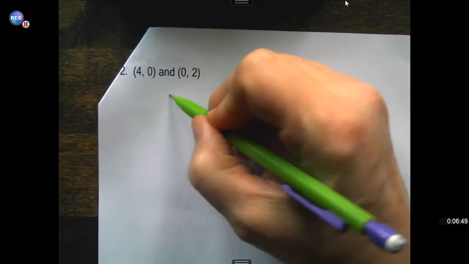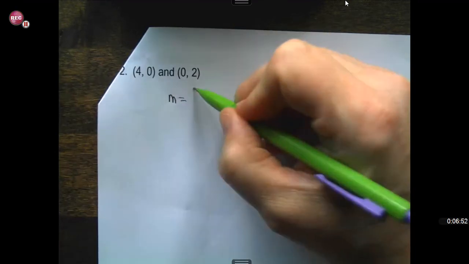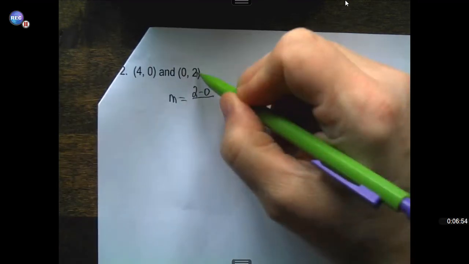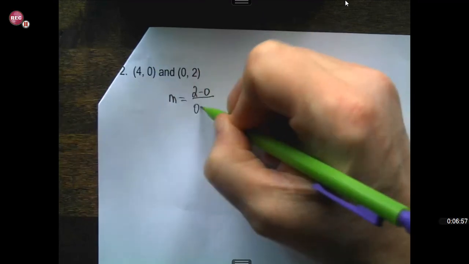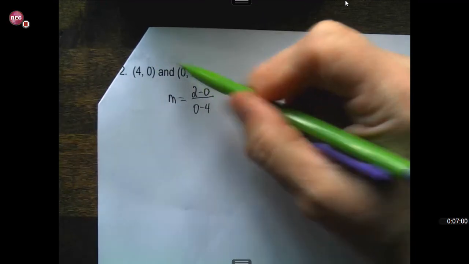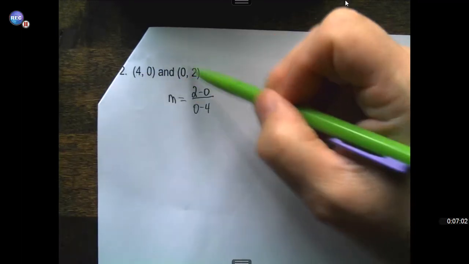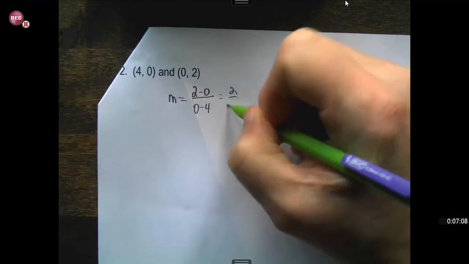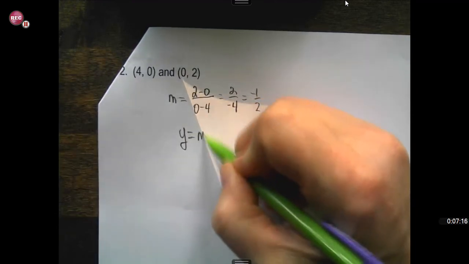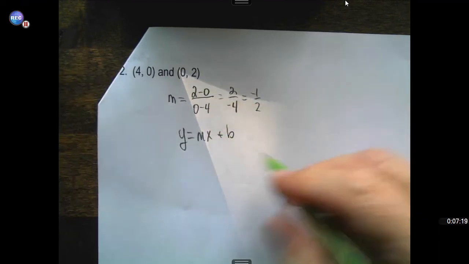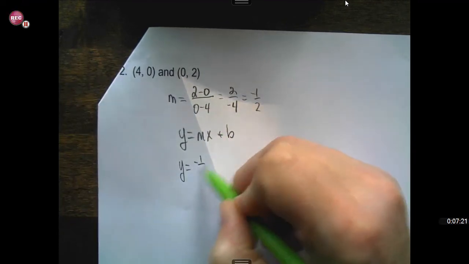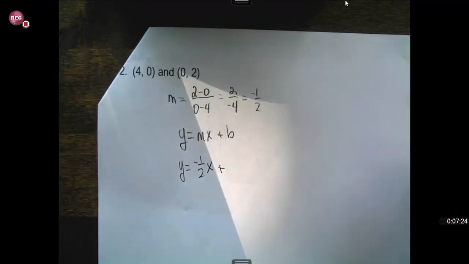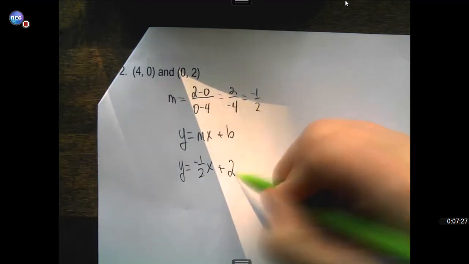So the first thing I need to do is find the slope. I'm going to take 2 minus 0 over 0 minus 4. If I do 2 minus 0, I have to do 0 minus 4 that way. So I get 2 over negative 4, which is negative 1/2. So we plug that into y equals mx plus b. So y equals negative 1/2 x plus, they gave us the y-intercept again, it's 2.